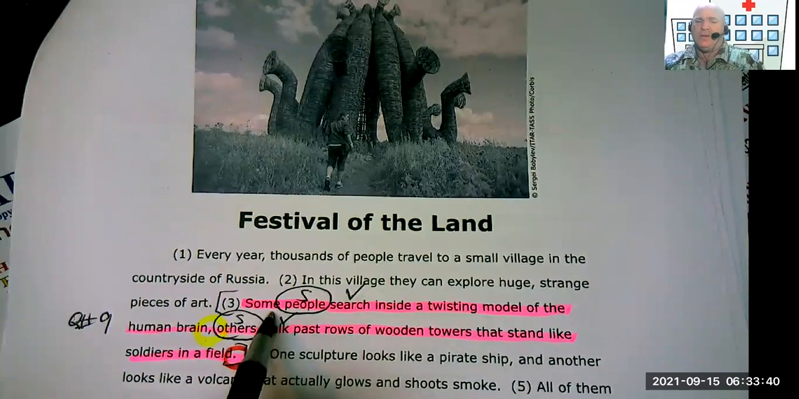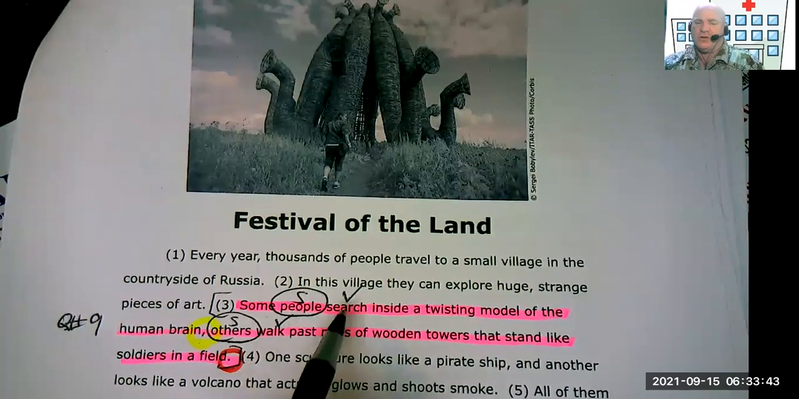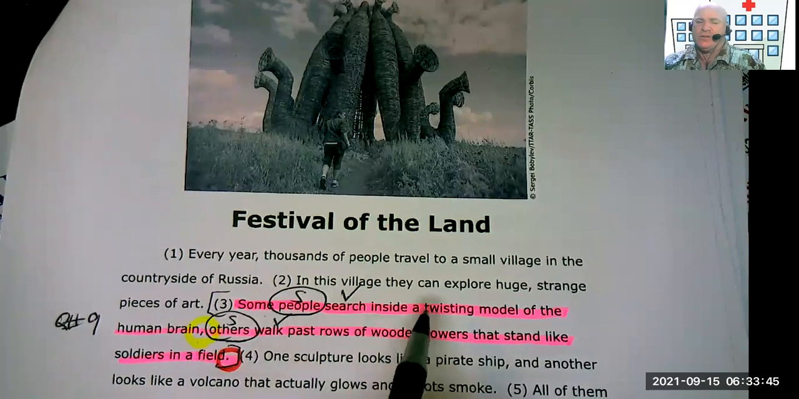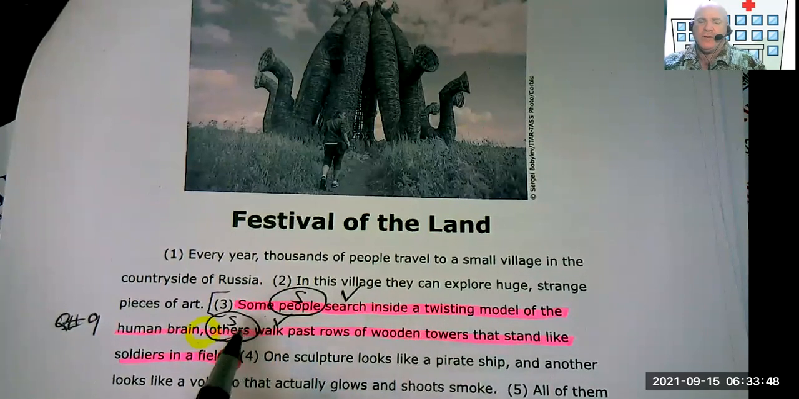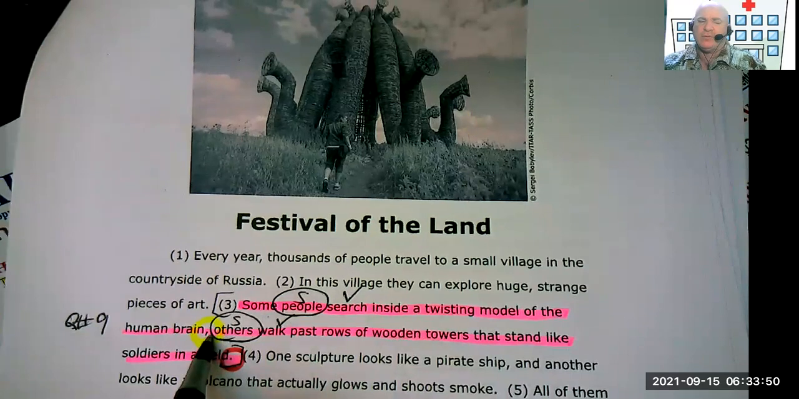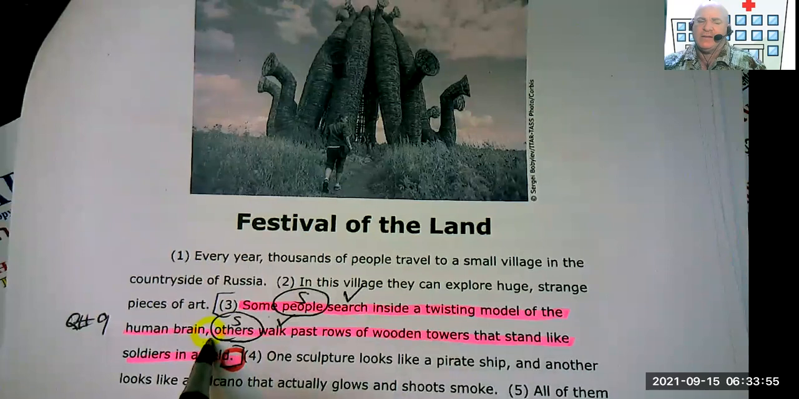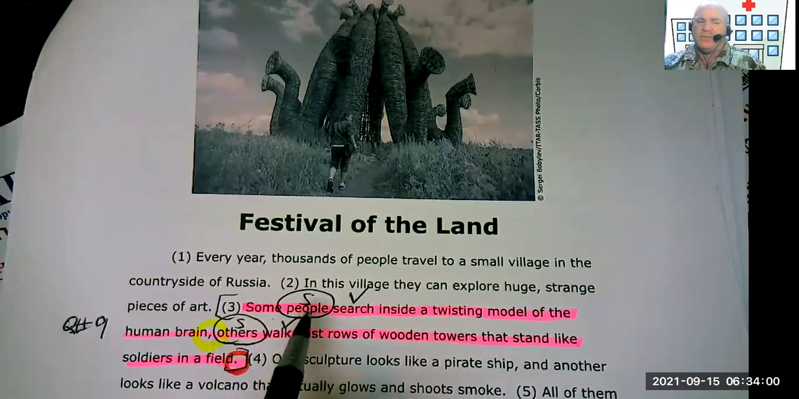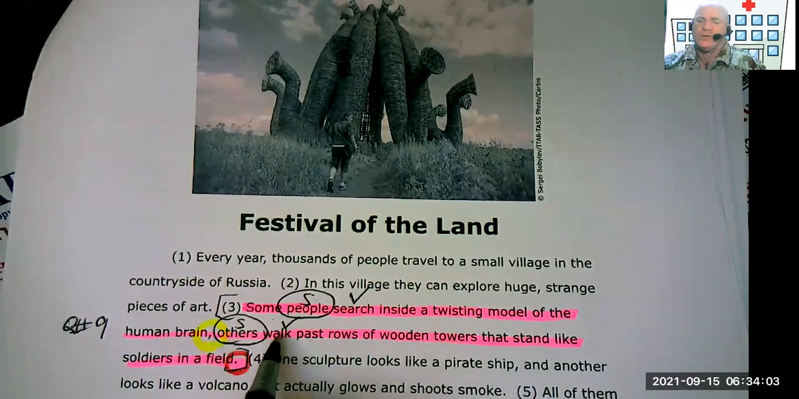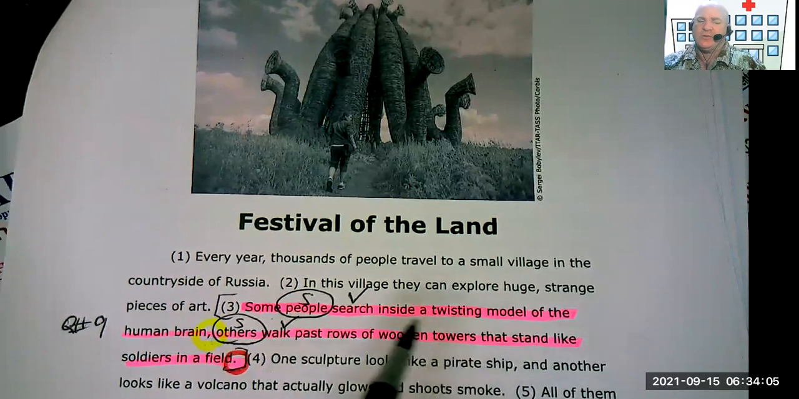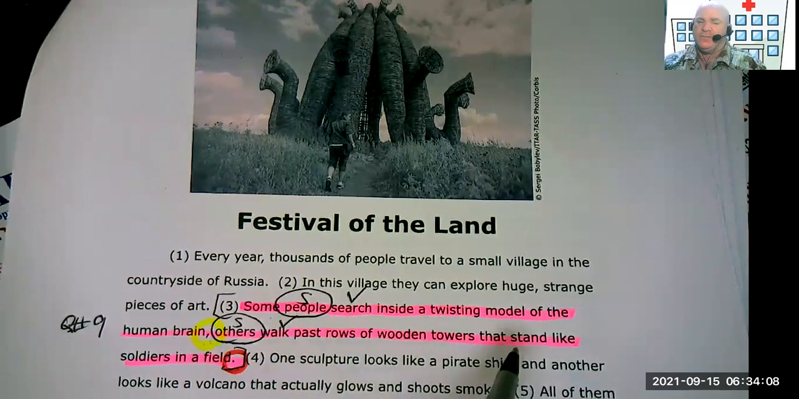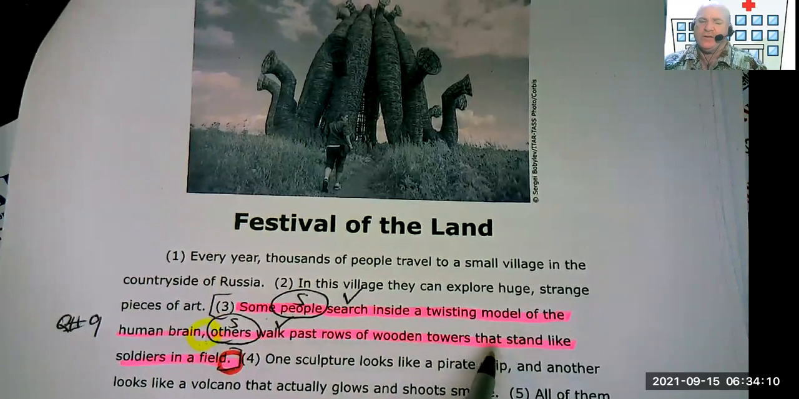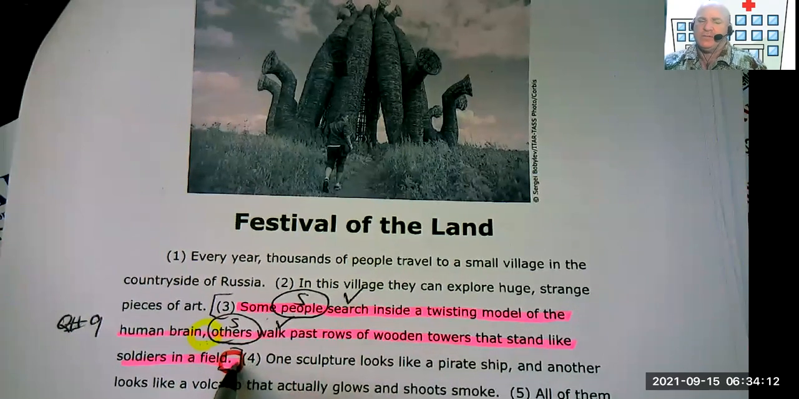Capital. Some people, subject, research, verb, inside a twisting model of the human brain, comma. My brain was wanting to pause there, but they decided to slow the sentence down instead of stop it. Others, completely different from these people, subject, walk past rows of wooden towers that stand like soldiers in a field, simile. Make sure your kids recognize figurative language when they see it. Period, stop sign.